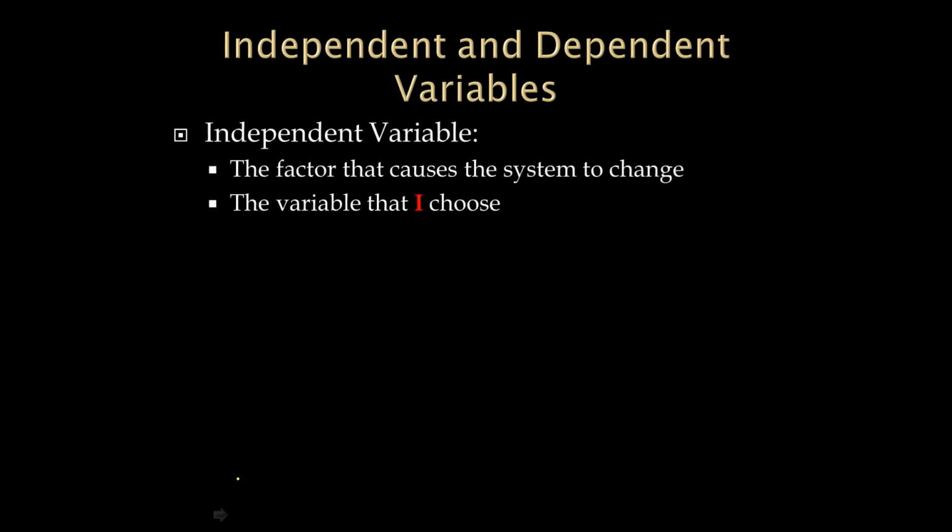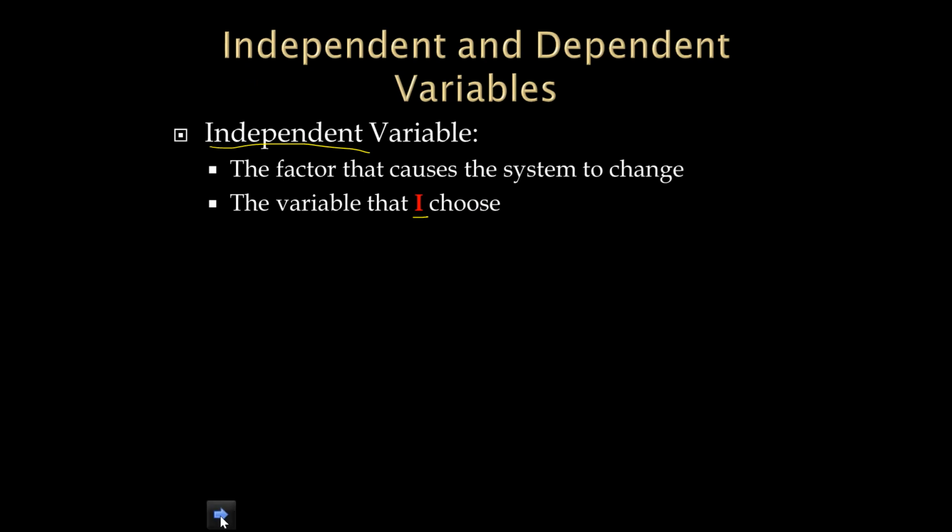Variables can be broken down into two different types of variables: independent variables and dependent variables. An independent variable is the factor that causes the system to change. And a way I like to remember that is it's the variable I choose to change. The I here reminds me of independent variable.